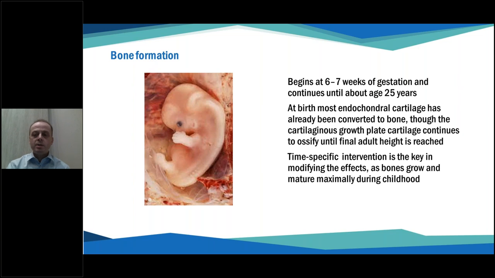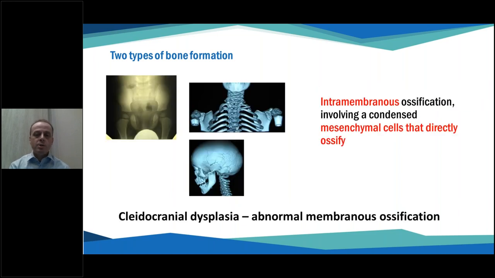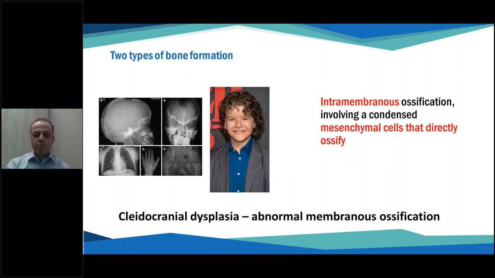years. And as Peter mentioned, there are two ways of bone formation, which also should be remembered, because understanding of this formation is a key to the diagnosis of some conditions. For example, intramembranous ossification involves condensed mesenchymal cells that directly ossify. We know that intramembranous bones mostly produce craniofacial bones and flat bones and some part of the clavicles. And some classical orthopedic conditions like cleidocranial dysplasia arise because of abnormal membranous ossification, and the constellation of the specific signs of this impaired intramembranous ossification is the key to the diagnosis of cleidocranial dysplasia.